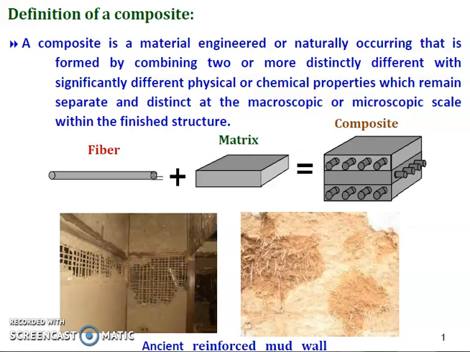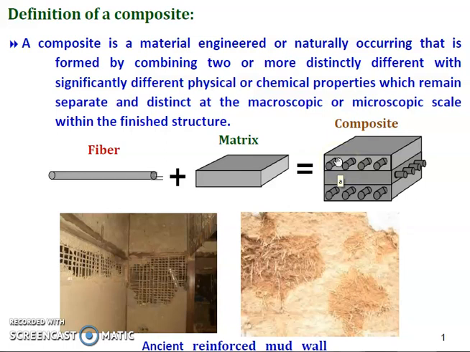Hi students, today we are going to discuss the topic of composite materials. This is the fourth unit of engineering metallurgy. What is a composite? A composite is a material which contains two distinct phases. It is a heterogeneous mixture, namely, we can call it fiber and matrix. These two together we call composite materials.